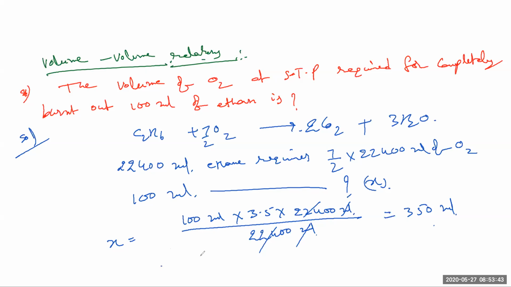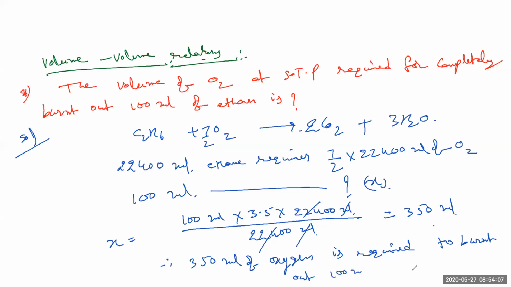Therefore, 350 ml of oxygen is required to burn out 100 ml of ethane.